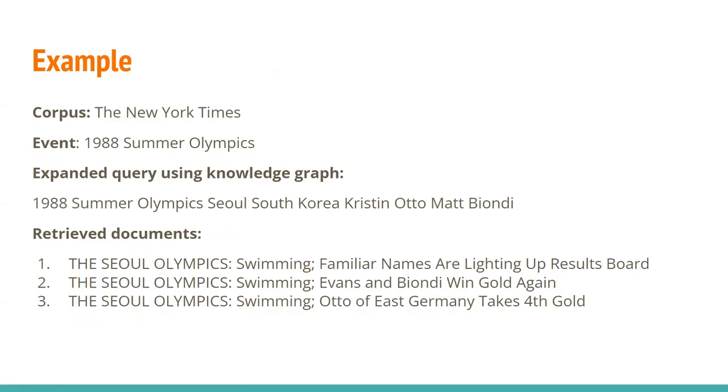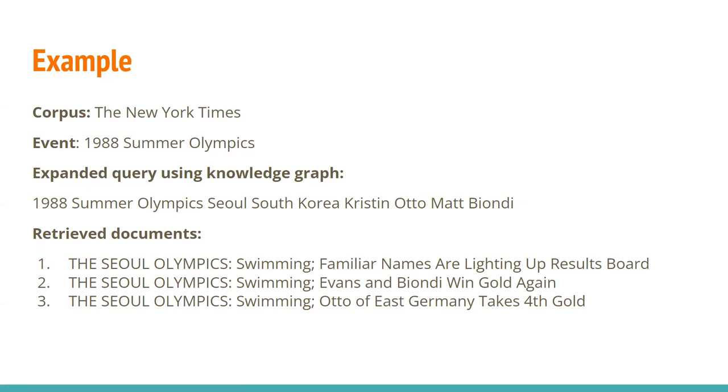And finally, I'd like to show a simple example of how all these steps work. For this example, I have used New York Times collection. And let's say that we want to create collections for 1988 Summer Olympics. After extracting related information to this event from EventKG Knowledge Graph and ranking them, we construct some of queries, one of which is 1988 Summer Olympics, Seoul, South Korea, Kristin Otto, Matt Biondi, which consists of related locations and people to the main event.